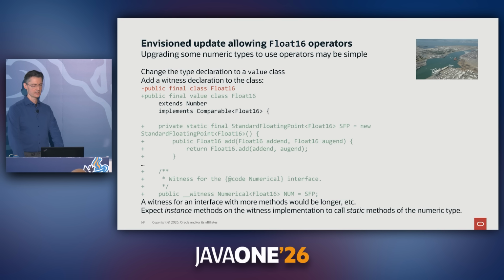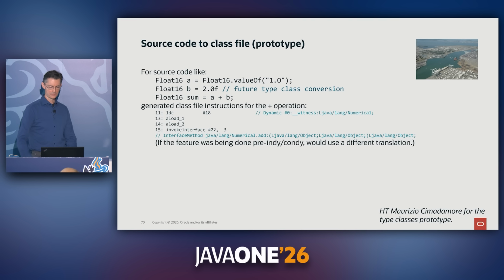So this is an existing incubating type for Float16. This is what the patch to upgrade it to use operators would look like. First, we have to change it from a class to a value class. It's a new category of class that Valhalla is working on. And then we'd have the witness object and the registration of the witness itself.